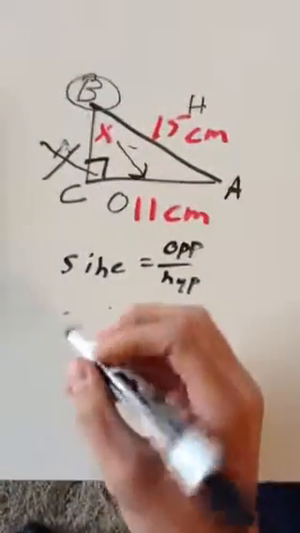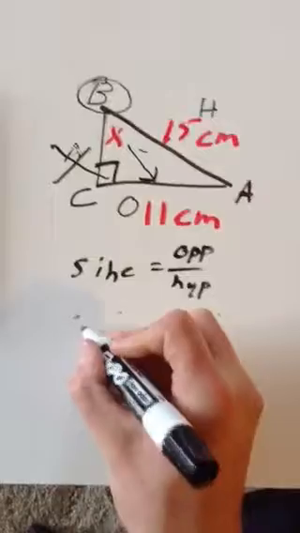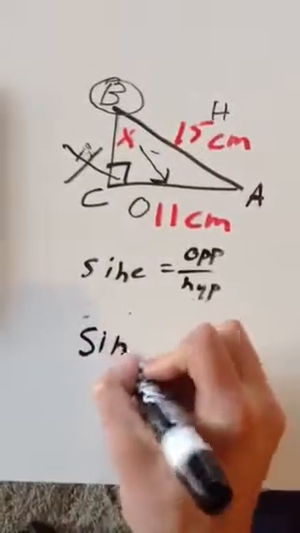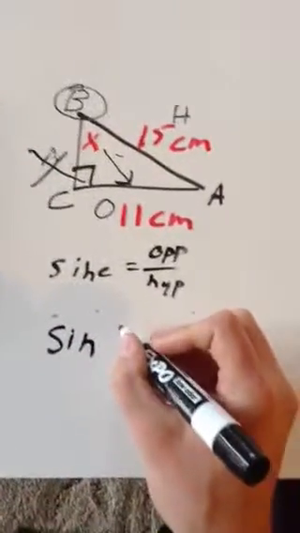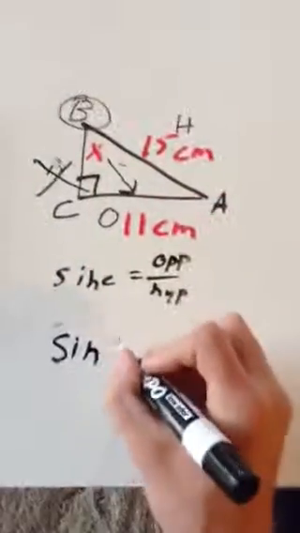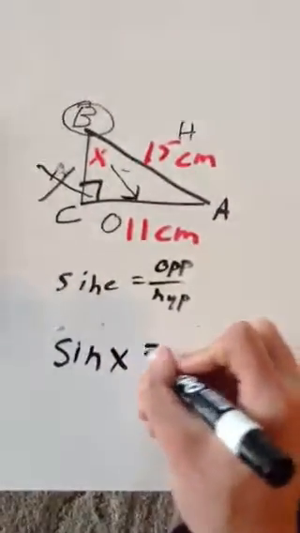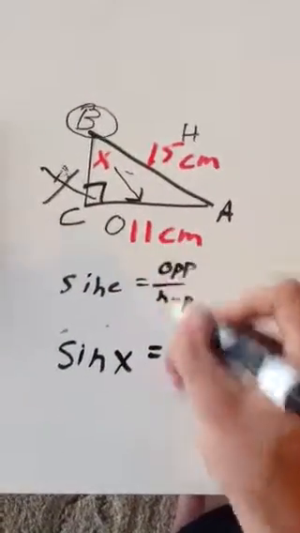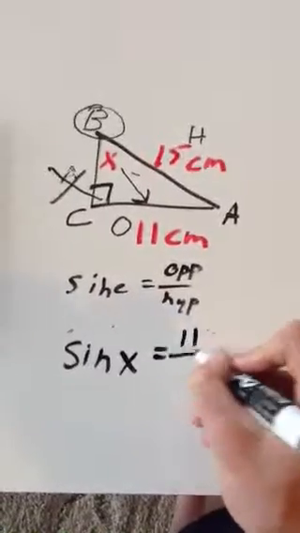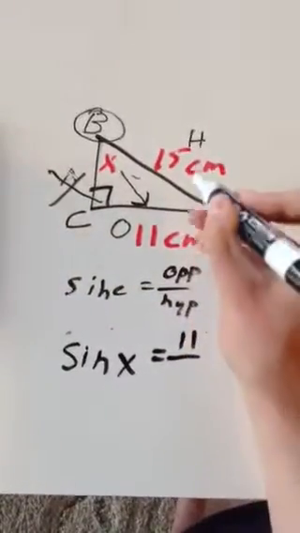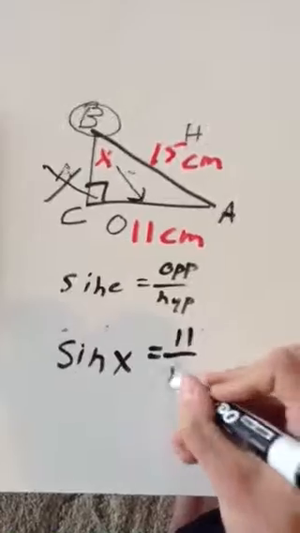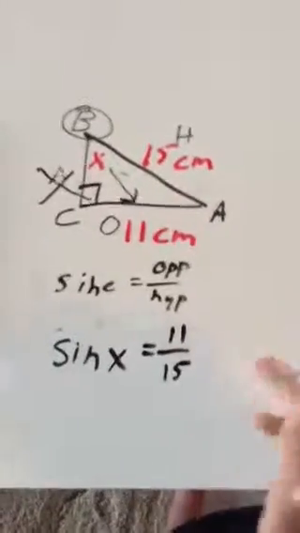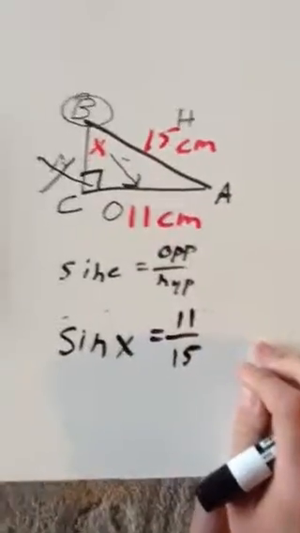Here's the deal. I have sine of my angle. What is my angle? My angle is X, so I'm going to write X down. Equals opposite, 11, over hypotenuse. Your H is 15. Well, this stinks. What do I do here? I got sine X equals 11 over 15. How do I solve that?